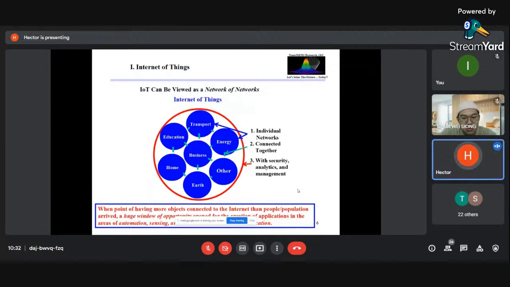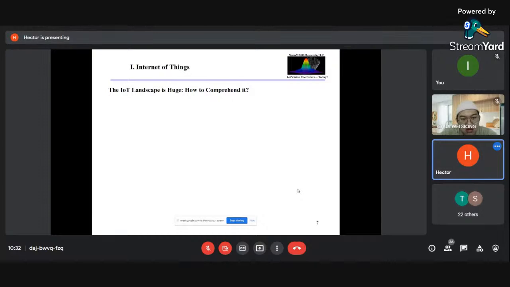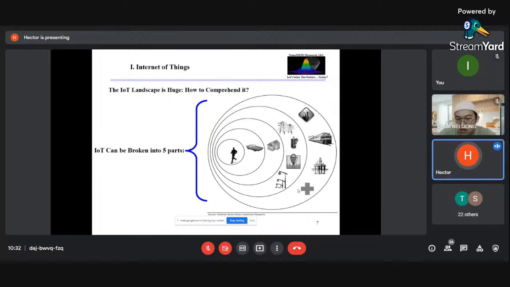When the point of having more objects connected to the internet than people was reached, a huge window of opportunity opened up for the creation of applications in the areas of automation, sensing, and machine-to-machine communications. The IoT has an enormous breadth. Therefore, it can be difficult to understand or comprehend. To facilitate its understanding, the IoT has been broken into five categories, namely connected wearable devices, connected cars, connected homes, connected cities, and the industrial internet.